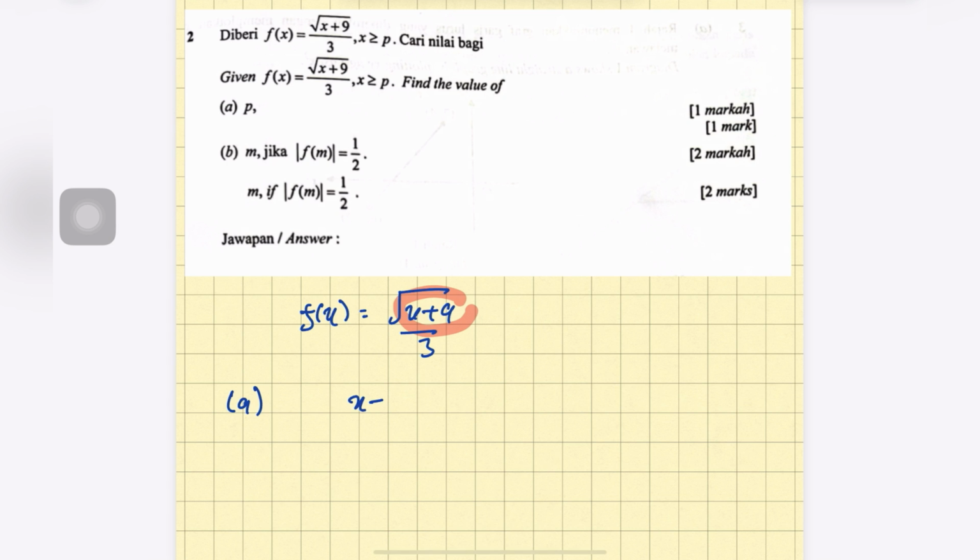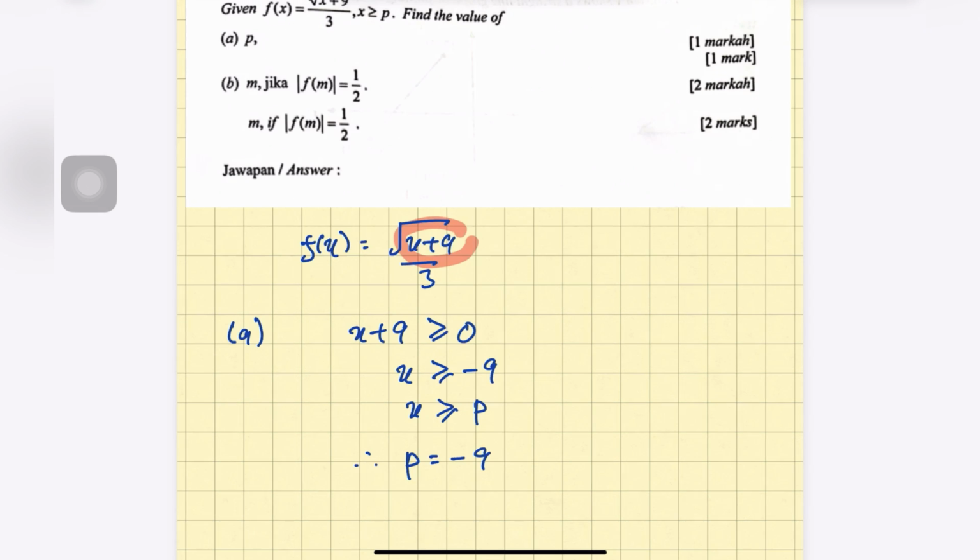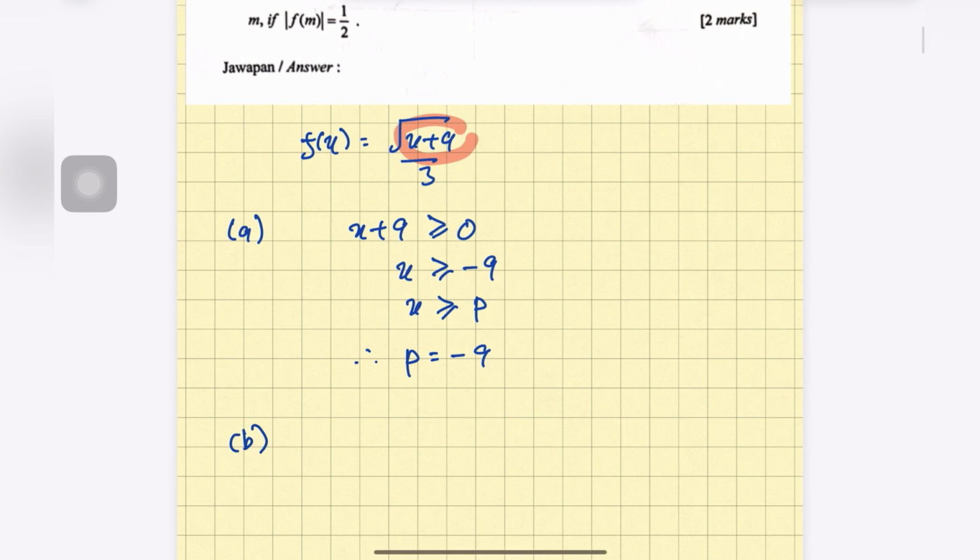So x plus 9 mesti more than or equal to 0. Okay, so then x more than or equal to negative 9. Kita compare lah, x more than or equal to p. So p berapa? So dapatlah p equals negative 9. B, find the value of m if modulus f(m) equals 1 over 2. We substitute here. So square root of m plus 9, over 3, equals 1 over 2.